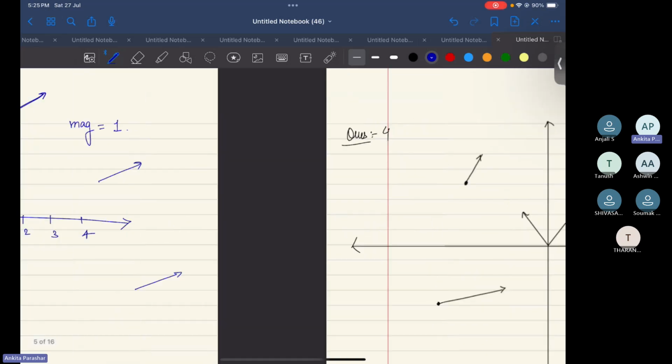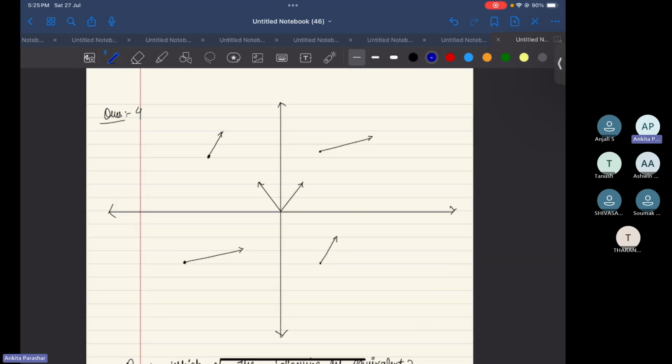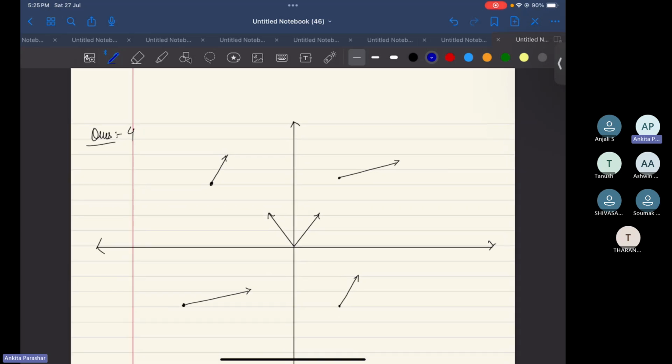Let's go to another question. So we have these certain diagrams that I have just written. Which ones of them are equivalent? Which ones of them are not equivalent? Okay, let me write certain numbers to these.